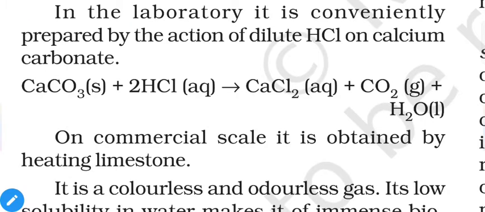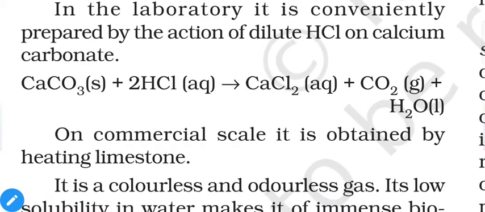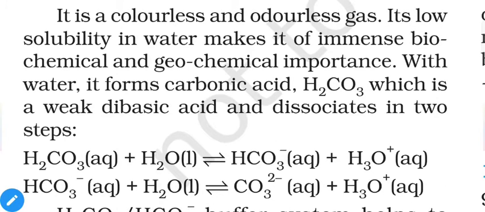In laboratory, we can produce it with the help of calcium carbonate and dilute HCl, which produces carbon dioxide gas and a solution of calcium chloride. And on industrial scale, we can produce it by heating limestone, that means calcium carbonate on heating produces carbon dioxide and calcium oxide. Basic properties of carbon dioxide are mentioned here, and specifically with water it forms carbonic acid.